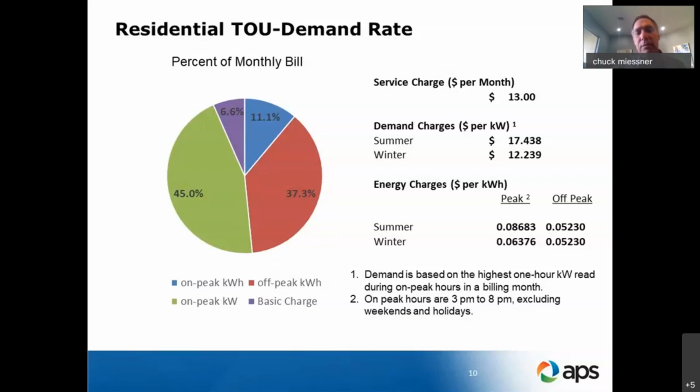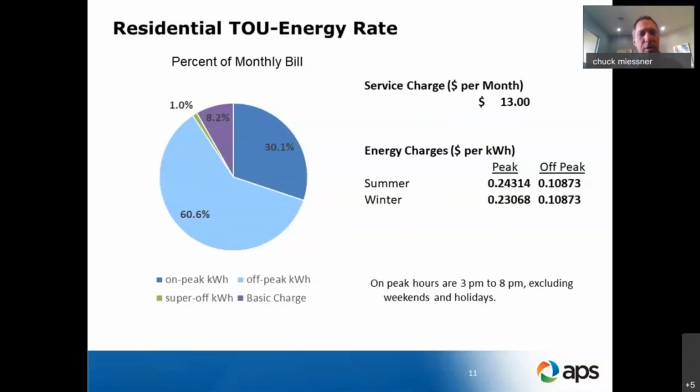We also have a load factor based demand limiter, to make sure people don't bust the budget by just making a mistake in one month. Here's the time of use energy rate. As I mentioned before, we have a little over a 2-to-1 on-peak to off-peak price ratio, both winter and summer, and a $13 service charge as well. About 60% of our bills is based on the off-peak energy charge.